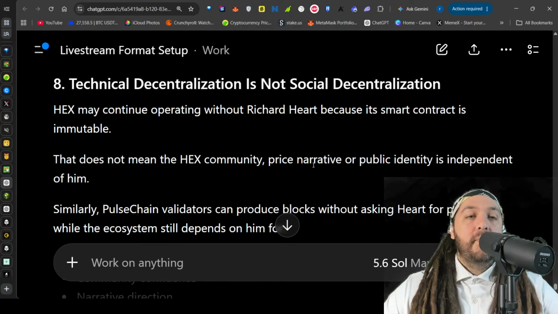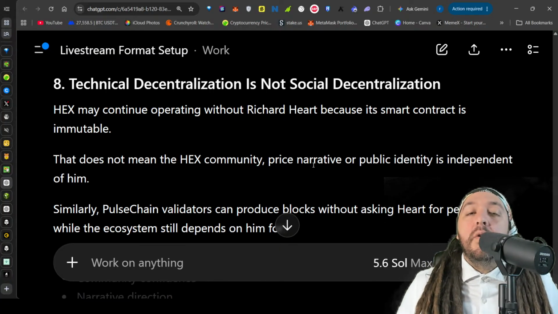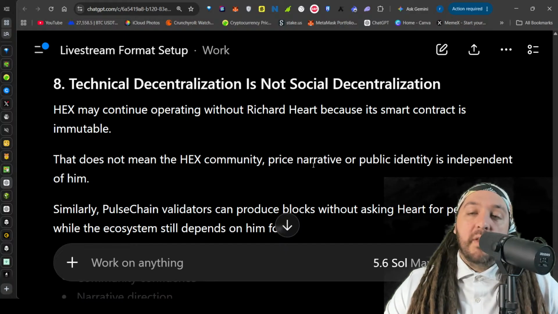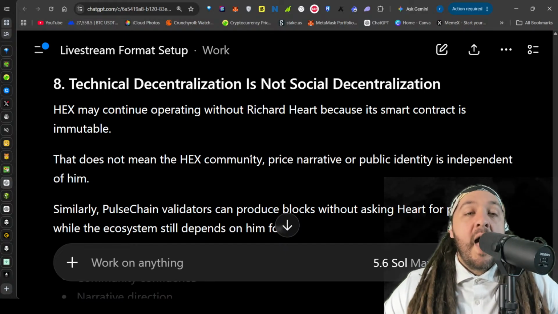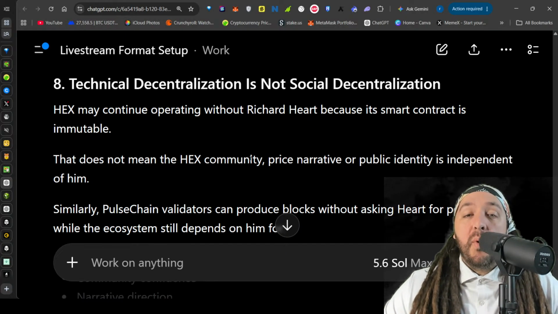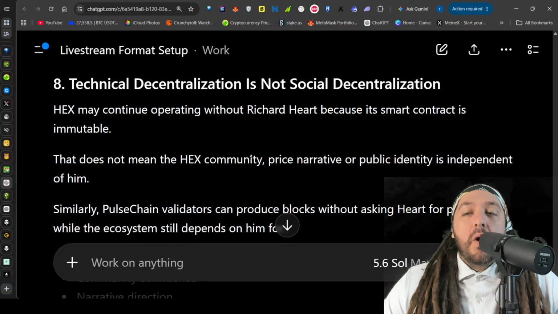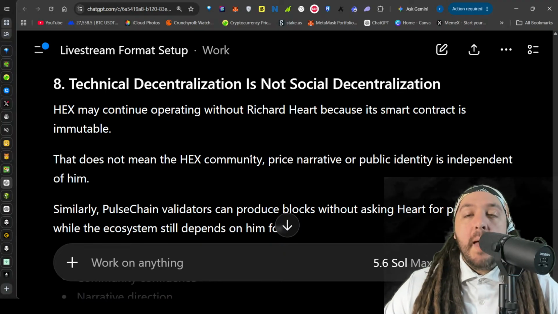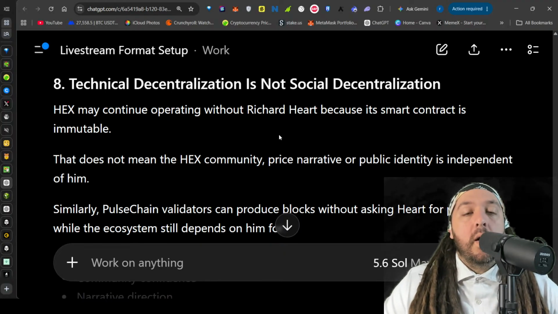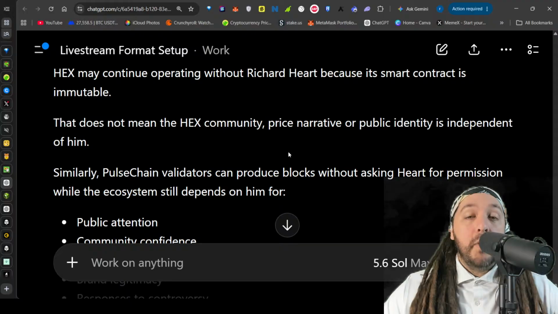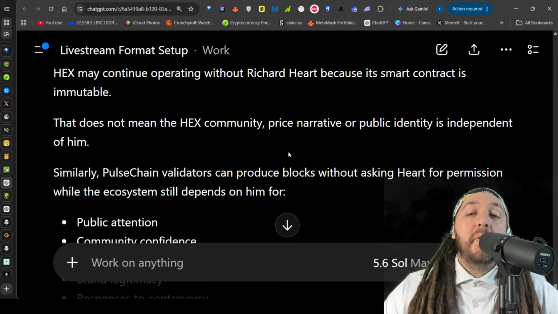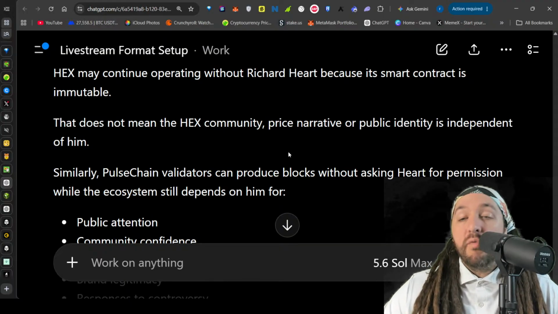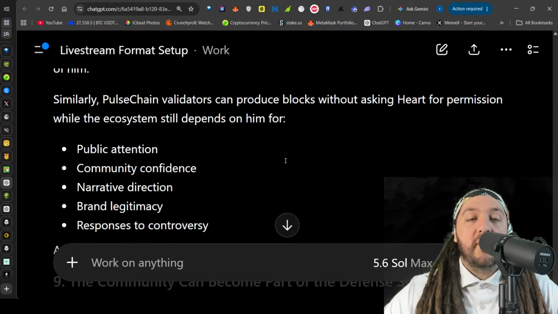Too many tabs. All right, so number 8, technical decentralization is not the same thing as social decentralization. HEX may continue operating without Richard Heart because it's a smart contract. It's immutable. It doesn't need Richard Heart to hit buttons on his computer to make it work. That doesn't mean that the HEX community and price narrative or public identity is independent of Richard Heart. Those are two totally different things.